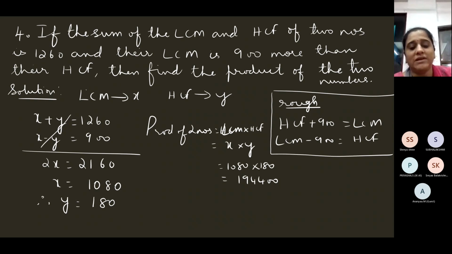So we got the LCM and HCF. The product of the two numbers will be LCM into HCF. That's the relationship between the two numbers and their LCM and HCF.